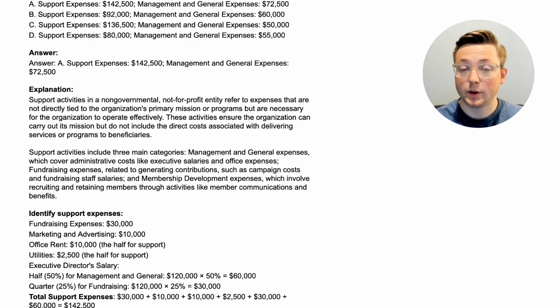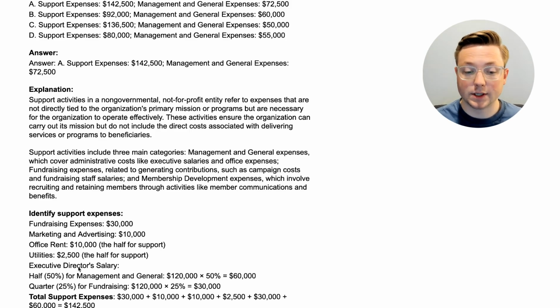So with that information, we can figure out how much is support expenses. So there's fundraising. That's one of the categories. Marketing and advertising, I would think that typically is considered fundraising because, again, you're marketing yourself. You are trying to get out there to make sure people know you're there so that you can get money. Office rent, half of it was for support, so that's $10,000. Remember, the original was $20,000. Utilities, same thing. $2,500 is half, and so that goes to support. The other half would be for program because the total was $5,000.